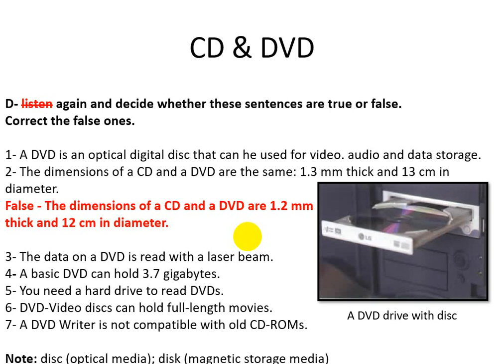self-evident, a given for you, okay? Or for everyone. So the first or the second statement: the dimensions of a CD and a DVD are the same. Obviously they are the same. But he gave you 1.3 millimeter thickness and 13 centimeters in diameter. Obviously this statement is false. The correction is that the dimensions of CDs and DVDs are 1.2 millimeters thick and 12 centimeters in diameter. Once you read the statement, you know it's true or false, and then you correct it, to give yourself an edge, knowing all of this stuff, hopefully, inshallah.